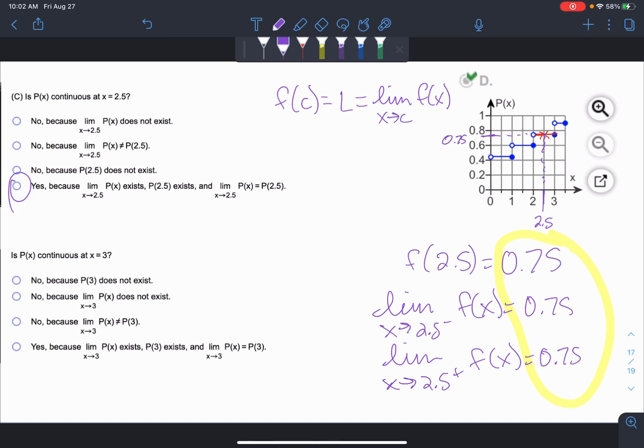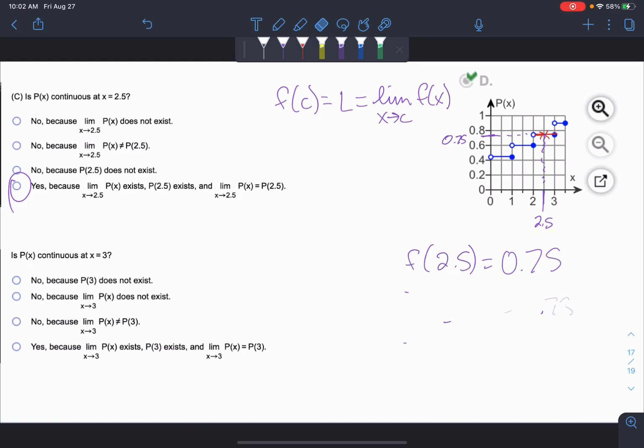Okay, so let's play the same game for the second part. Now we're concerned about x equals 3. So let's take a quick look at that.